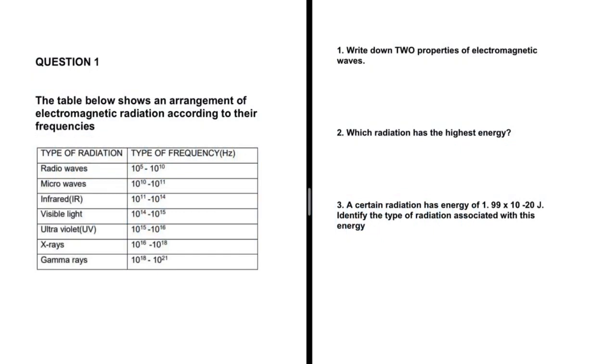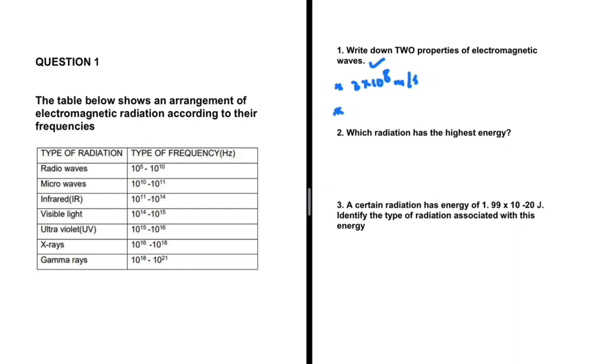Electromagnetic radiation, past exam questions. Let's go ahead and take a look. The first question: write down 2 properties of electromagnetic waves. So what are those things that are always true for all electromagnetic waves? Well, we know that they travel with a speed of 3 times 10 to the power 8 meters per second. You don't just write 3 times 10 to the power 8, but you write the units in full. They travel with a speed of 3 times 10 to the power 8 meters per second.